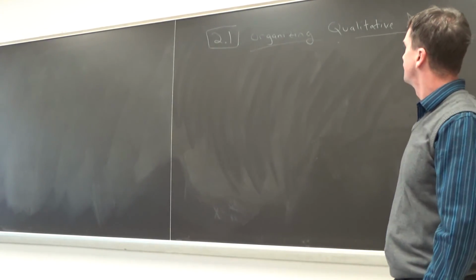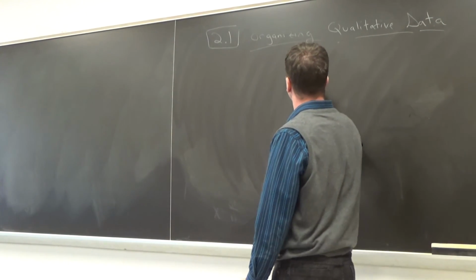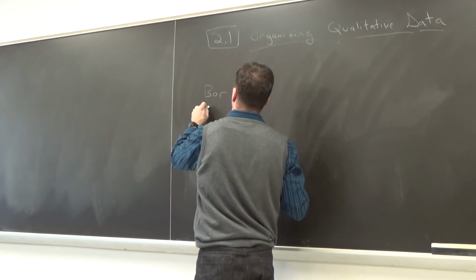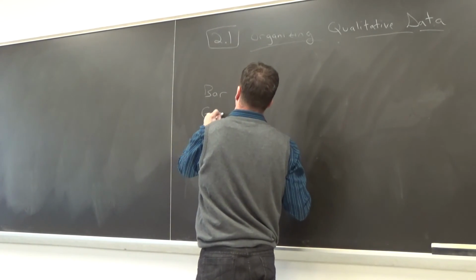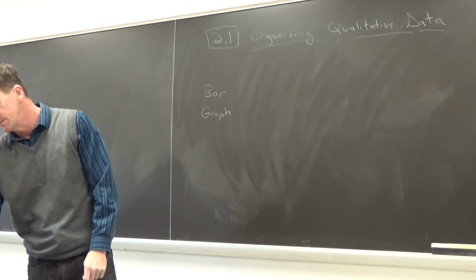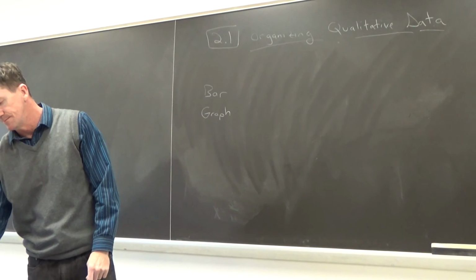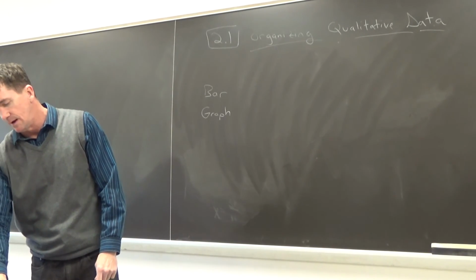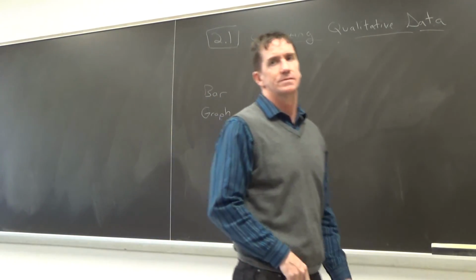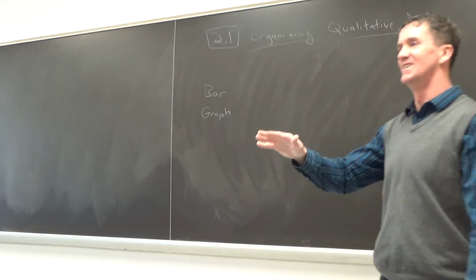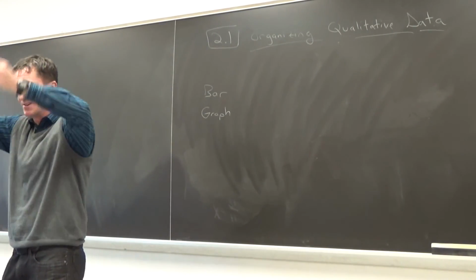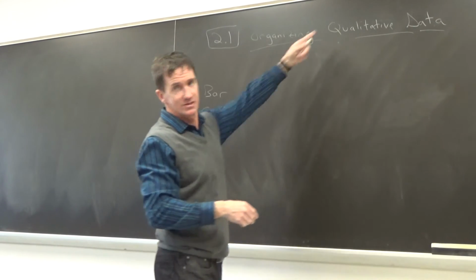All right, so I'm going to start with making something called a bar graph. And this is in 2.1. You've seen bar graphs. I know, for years. You can go way back. You've seen bar graphs before. They've got these rectangular bars. Well, bar graphs are used to describe qualitative data.